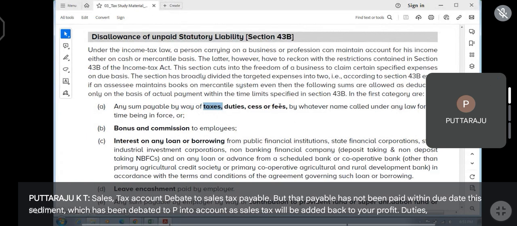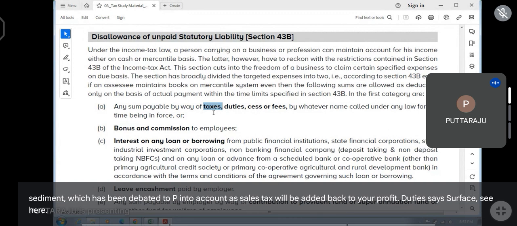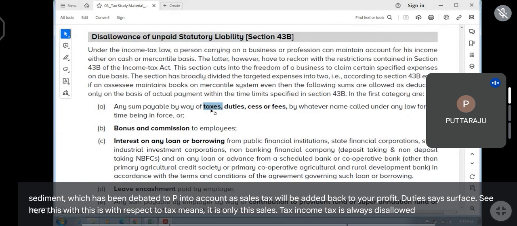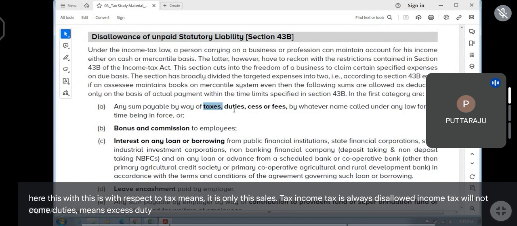Duties, cess or fees. See here, this is with respect to tax, means it is only the sales tax. Income tax is always disallowed. Income tax will not come. Duties means excise duty. It is also, when it is not paid, disallowed. Okay.